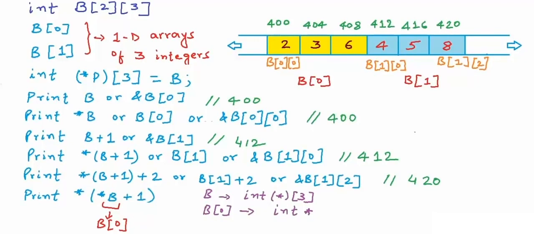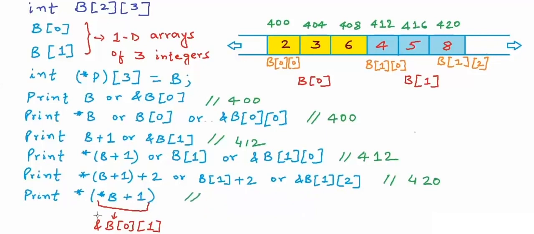Now what will happen if you add 1 to an integer pointer? It will take you 4 bytes ahead to the next integer. It will return you a pointer to the next integer. So we will get a pointer to this integer at address 404. Asterisk (B plus 1) is basically ampersand B0[1]. And with this final dereferencing, we can get rid of this ampersand. So the overall expression will be B0[1], which is 3.